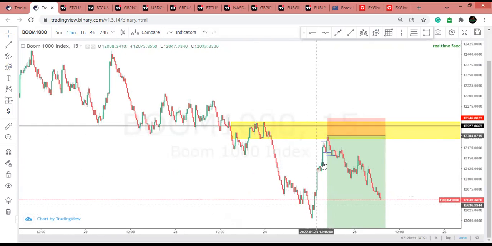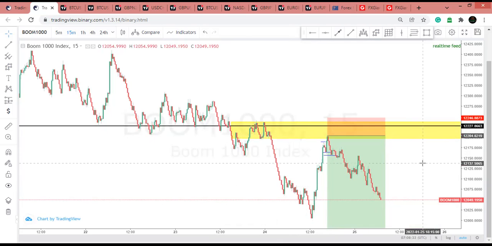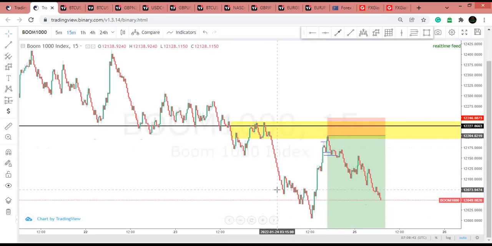Then I dropped the setup that said this yellow zone is an area where I would like to take a sell on 1000. So I dropped the markup and I was waiting for price to return into this zone before we take this sell and continue to ride the downward trend. So price actually came back. I think some few hours later, price came back into this zone.